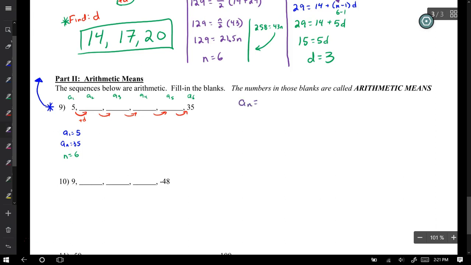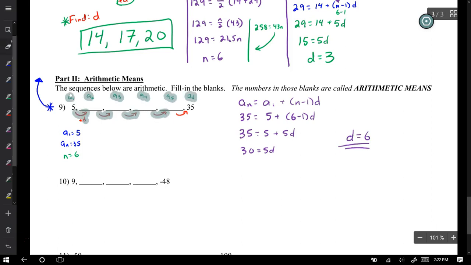It's a sequence, so here's my sequence formula. Again, look at that, writing it down every time. Let's plug in what we know. 35 is A sub n. 5 is A1. So far, so good. n, I do know, it's 6. I don't know d, and that's what I'm trying to find. So I can just plug right in, 5 plus 5d. So subtract 5, and then in this case, I'm going to divide by 5. My difference is 6.